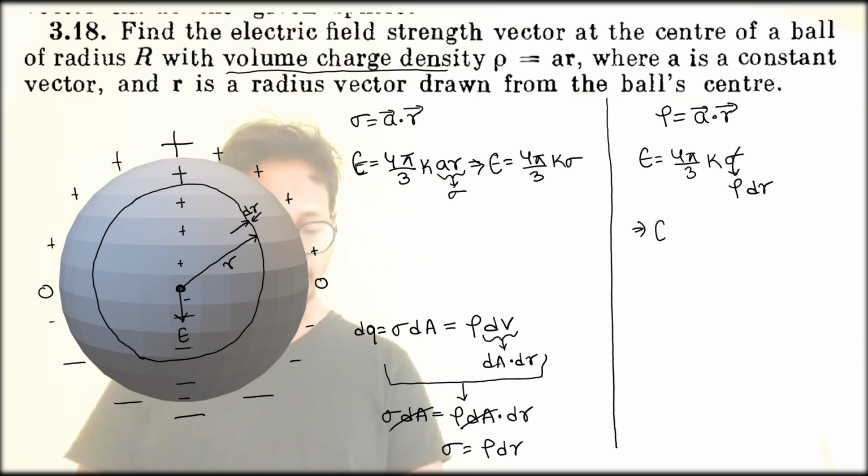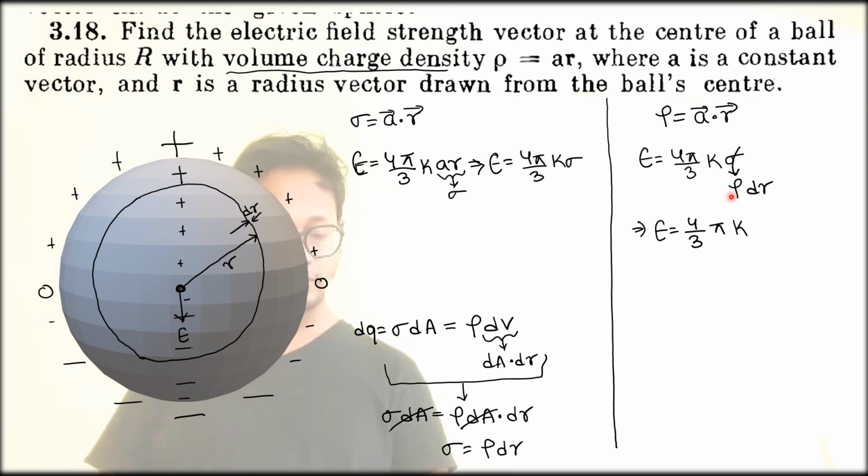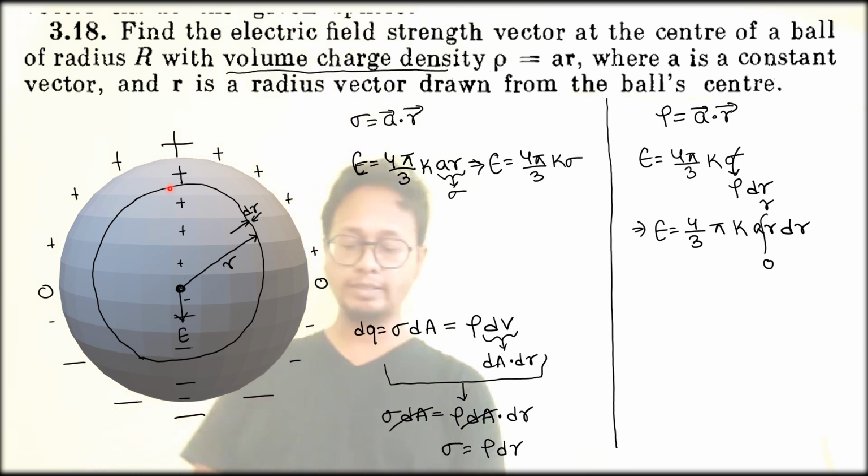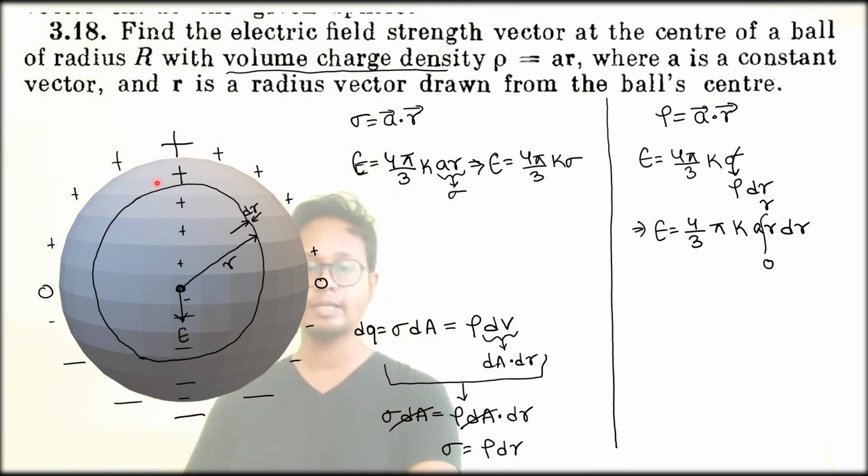So the electric field due to this elemental shell out here would be nothing but 4 by 3 pi k into, what is the value of rho? The value of rho is nothing but ar into dr. And I have to integrate this r dr from 0 to r for the entire sphere. This entire sphere out here is filled with charges.